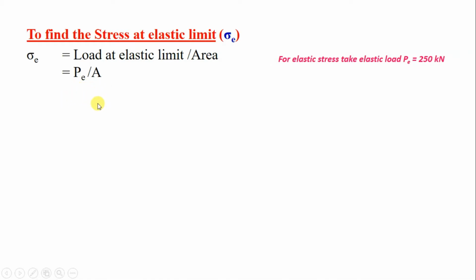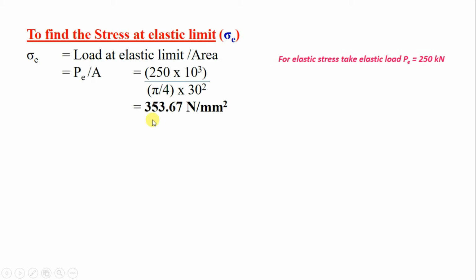So likewise in the previous step, this load alone is getting changed. Instead of 150, here we are taking as 250. So 250 into 10 power 3 divided by pi by 4 into d square, that is 30 square. We are getting 353.67 Newton per mm square.